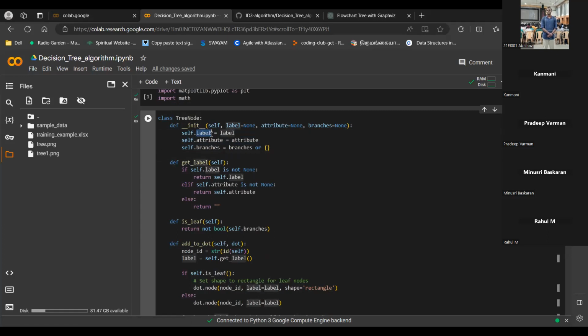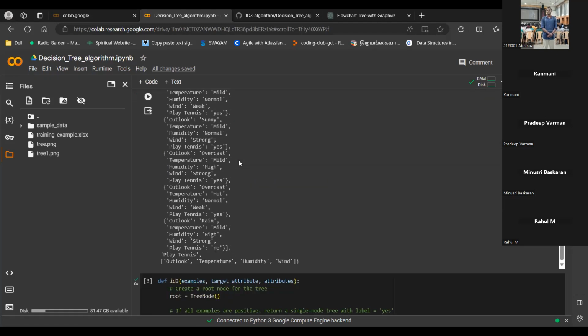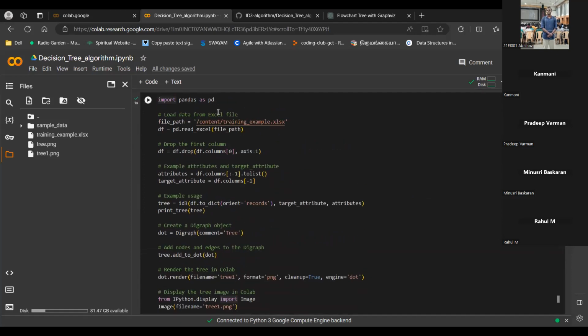Here the label represents a leaf: if it's a leaf, its name will be stored in this label. If it's an attribute, it will be stored in the attribute field. If it has some branches, some subtrees, they will be stored in this branches field, which is of type dictionary. That's it for the node data structure. Now this is where my program starts. Here I'm importing my file and reading the Excel.